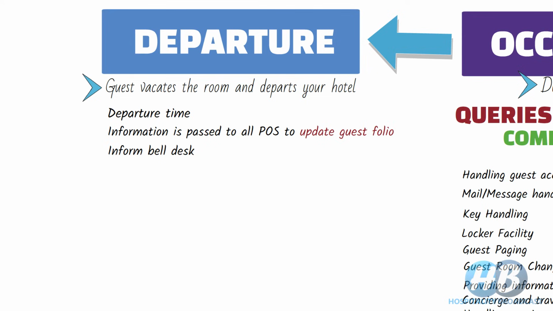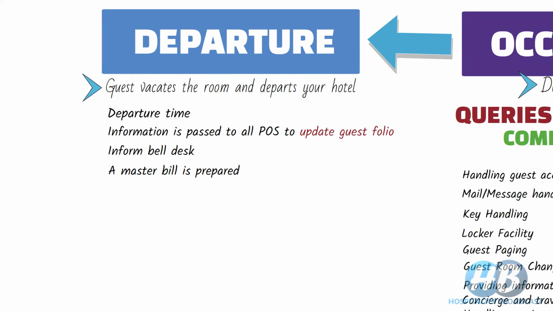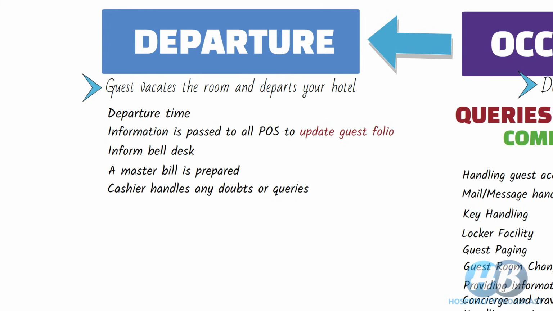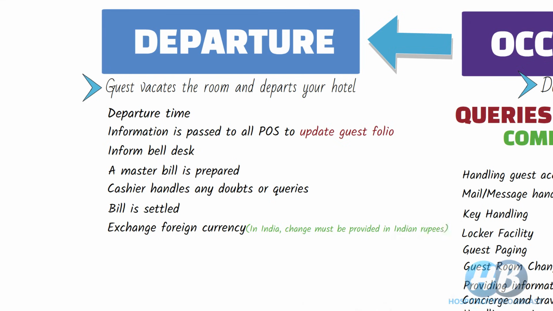By the time guest reaches to front desk, a master bill is prepared based on financial transactions between hotel and guest, and the master bill is presented to the guest. Cashier handles any doubt or queries related to any financial transaction in the bill. After guest is satisfied, bill is settled by the same mode of payment preferred by the guest during the stay. In case of foreigner, foreign currency is also exchanged. But do note, during bill settlement, change is always given in Indian currencies, not the currency provided by the guest.